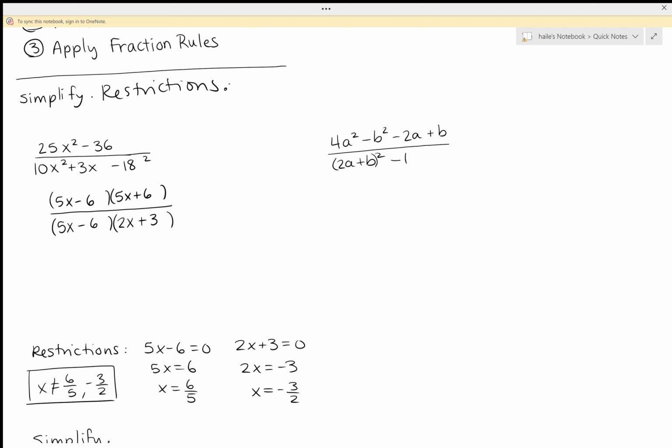So now let's go through and actually simplify this fraction. I see a 5x minus 6 on the top, 5x minus 6 on the bottom. So my simplified fraction is 5x plus 6 over 2x plus 3.